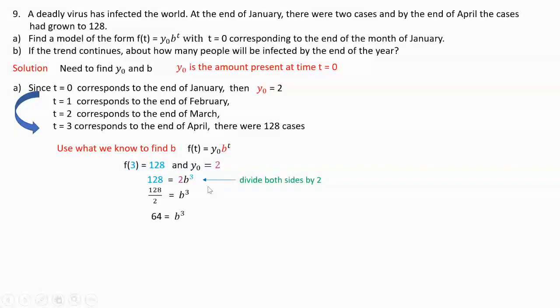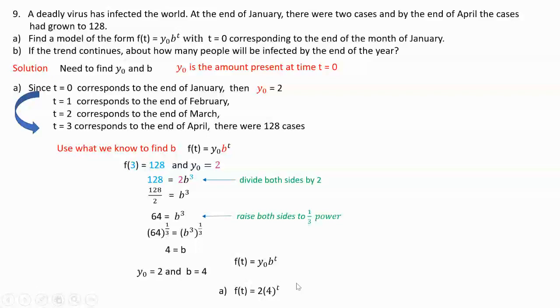Now to solve for b, I'm going to raise it to the 1/3 power. That way we can have the b isolated. So when you have a power to a power, you multiply the power. So 3 times 1/3 will give us 1. And 64 to the 1/3 power will give us 4. So we know that b equals 4. So I found my y naught, which is 2, and I found my b. Now all we do is plug them into the formula.